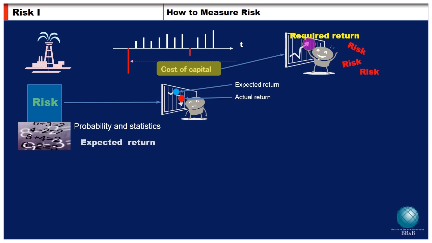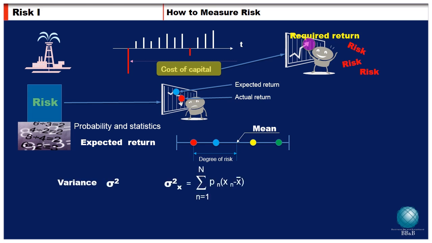If we assume that the expected return is the mean of the various possible outcomes, then measuring how much the actual return might vary from the estimated mean tells us the degree of risk. A calculation called the variance is a measure of the dispersion of all possible outcomes around the mean. Variance is shown as sigma squared. The formula for calculating variance looks like this.